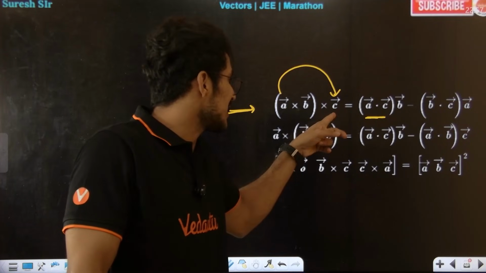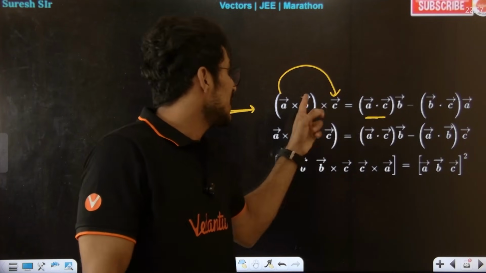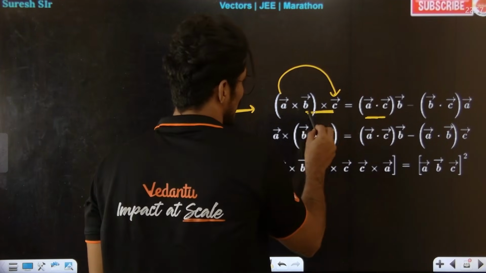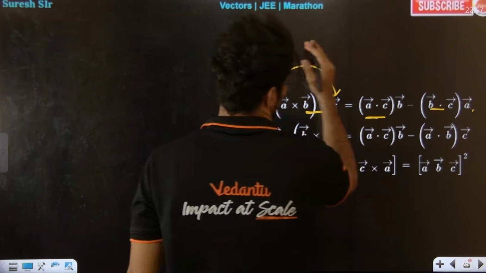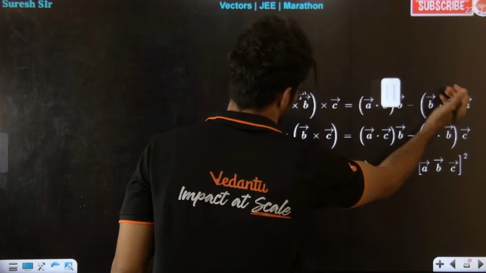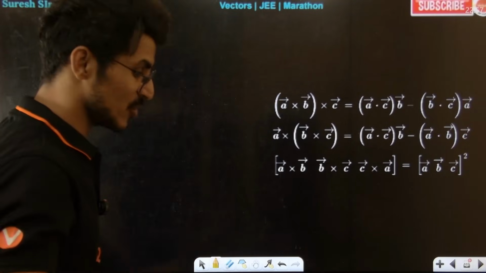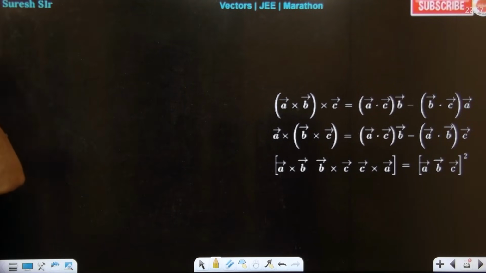Now A cross B cross C is nothing but the dot product of the first and last into the remaining vector, minus the dot product of these two into the remaining vector. We can remember it like that. We can prove all this very simply, but now it is not the right time to prove. We have studied it already, so that is quite enough to have in your mind. We don't have to go with the proof.